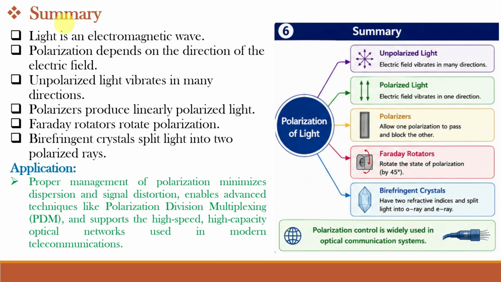Okay, let us quickly summarize. We studied that light is an electromagnetic wave consisting of electric and magnetic fields, and polarization describes the direction of vibration of the electric field. Ordinary light is unpolarized light because it vibrates in many different directions, whereas polarized light vibrates in only one fixed direction. We also studied how a polarizer allows only one polarization component to pass, how a Faraday rotator changes the direction of polarization, and how a Birefringent crystal splits light into two polarized rays. And these devices are widely used in optical communication for controlling, filtering, and manipulating light.